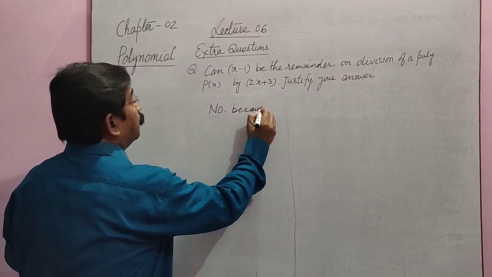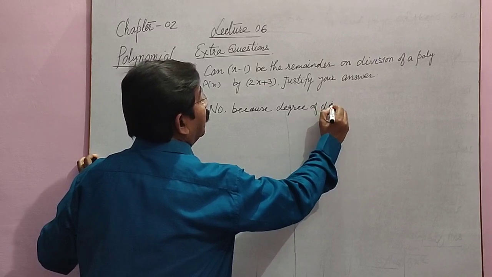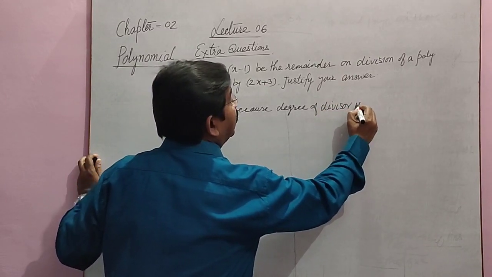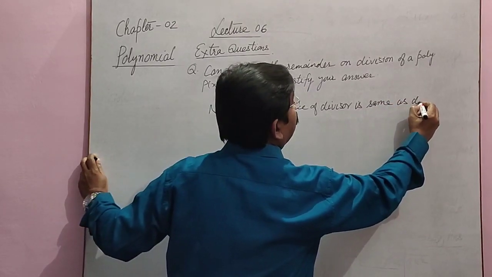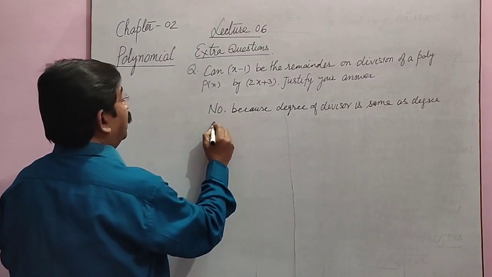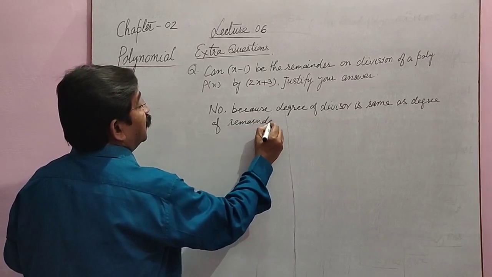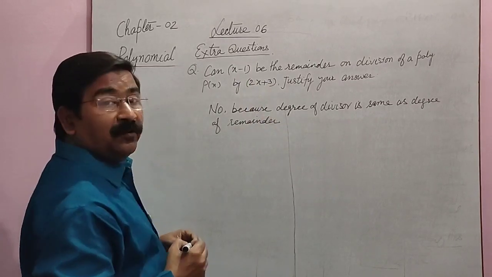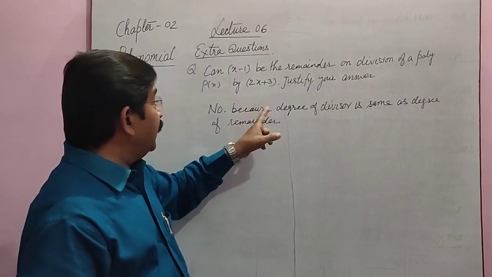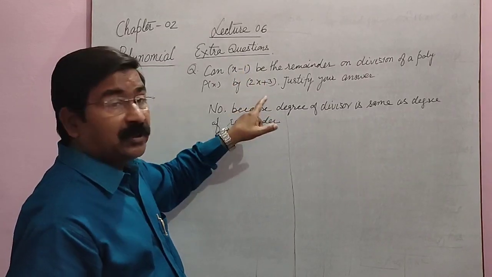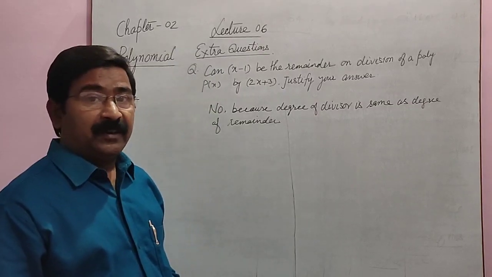Because the degree of divisor is the same as the degree of remainder. Means the degree of remainder must be less than the degree of divisor. Here the degree of remainder and divisor both are the same, so it is not possible. Okay, it is your answer.